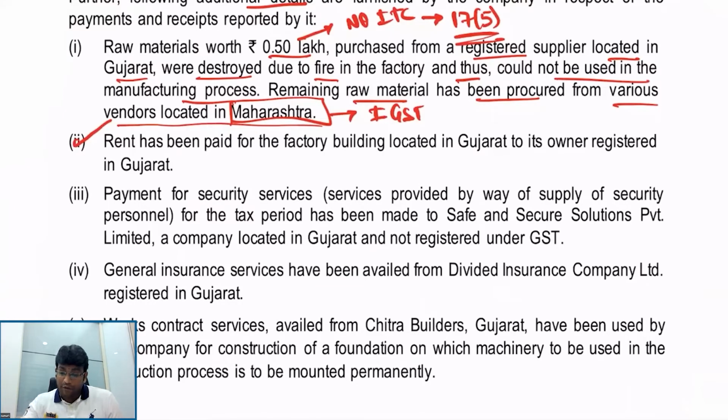Services provided by way of, what is that word? Services are provided by way of what, my dear friends? Supply of security personnel for the tax period has been made to whom, my dear friends? Has been made to Safe and Secure Solution Private Limited, a company located in Gujarat and not registered under GST. If they are not registered under GST, what will happen, my dear friends? They don't charge GST. Correct, my dear friends?